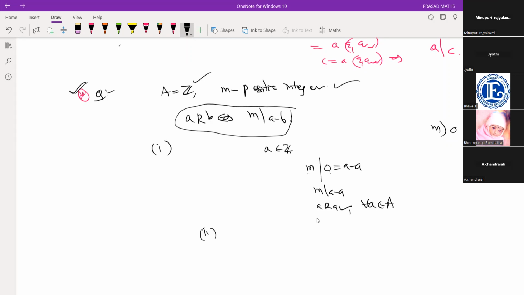Question: is it symmetric? Suppose A is related to B is there. What do I mean by this? M divides A minus B. What do you mean by M divides A minus B? A minus B is equal to M q for some integer q.